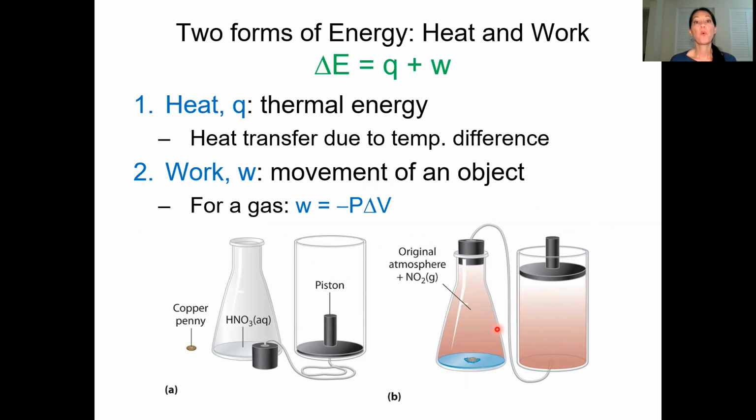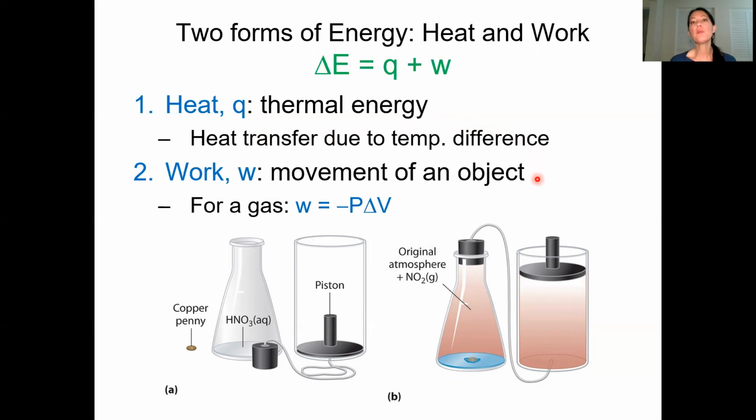Okay, what makes up energy? There are two components, heat and work. Heat is given the symbol Q. This is thermal energy. This is the heat transfer that we'll talk about when reactions are run, when an object transfers heat. So basically, a hot body will transfer heat to a cooler body.